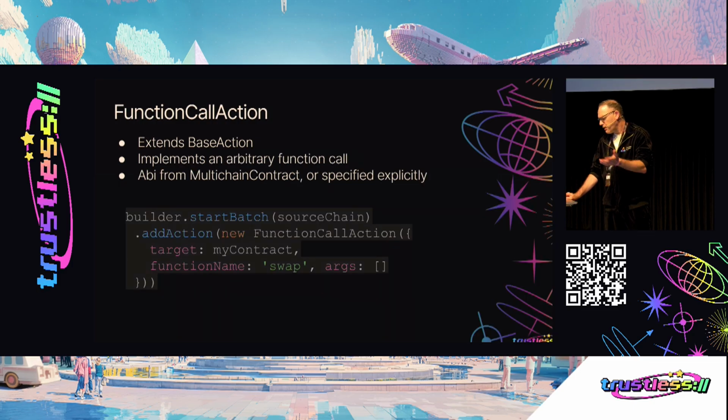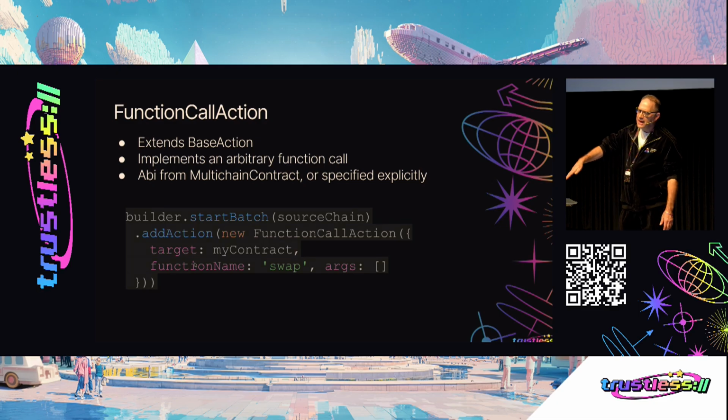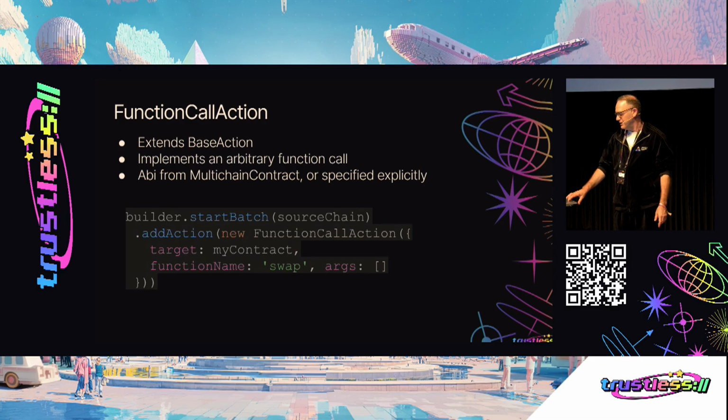Okay, this is another one we saw earlier. This is a generic function call. One thing to know is that you specify a target and a function name. You can specify the ABI if you need to, but a multi-chain contract, for convenience, holds the ABI. So this can be implemented like this. This is a real implementation, because my contract can hold its own ABI. You don't need to specify it for each call.